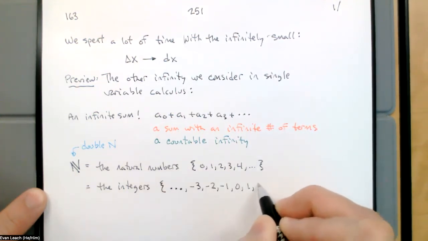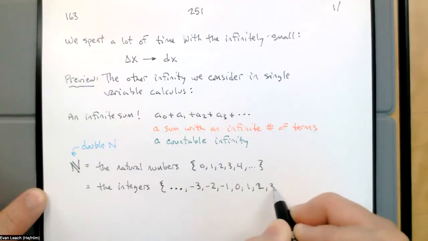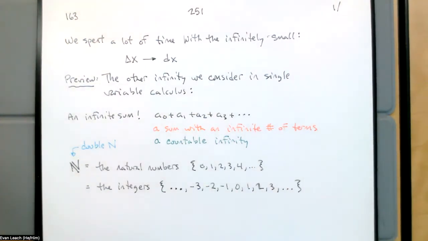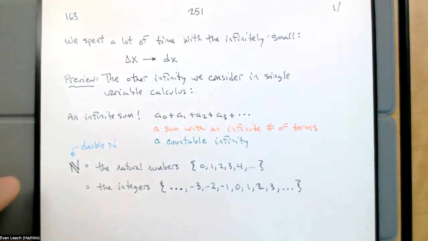This is where we include the negatives. We include the opposites of our natural numbers. We put those together. This is going to be the integers. The letter we use to represent the integers is, of course, the letter Z. That's the only thing that makes sense.